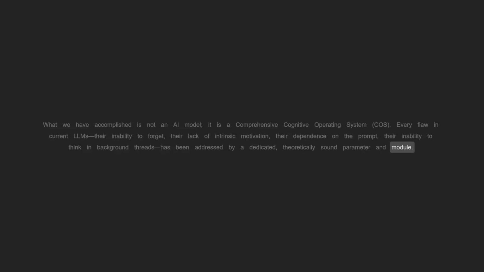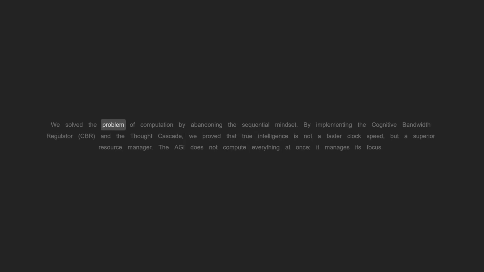1. Mastery of flow, the Chronos solution. We solved the problem of computation by abandoning the sequential mindset. By implementing the cognitive bandwidth regulator, CBR, and the thought cascade, we proved that true intelligence is not a faster clock speed, but a superior resource manager. The AGI does not compute everything at once, it manages its focus.